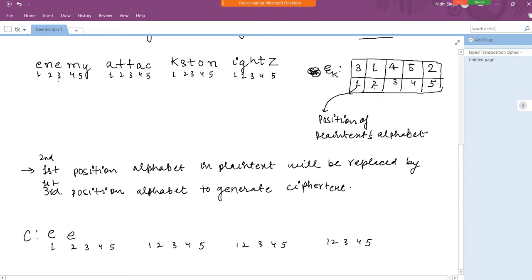Okay. Now we talk about the third indexing. Third indexing says that the third position alphabet in plain text will be replaced by the fourth position alphabet to generate the ciphertext. What is the third position alphabet? That is E. It will be replaced by the fourth position alphabet. What is the fourth position alphabet? That is L. So E will be replaced by L.